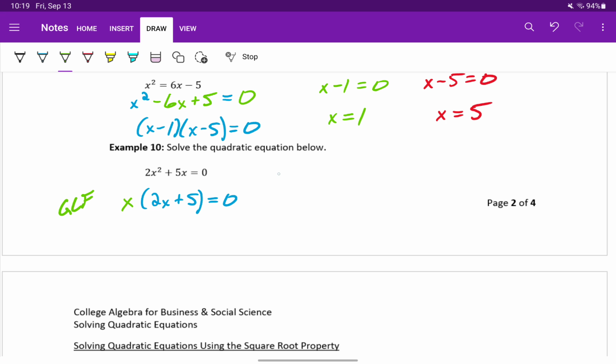Now we have two factors. X is equal to 0 and 2x plus 5 is equal to 0, which we can solve. X equals 0 is already solved. That's one of our solutions. And then our other solution would be x equals negative 5 halves.